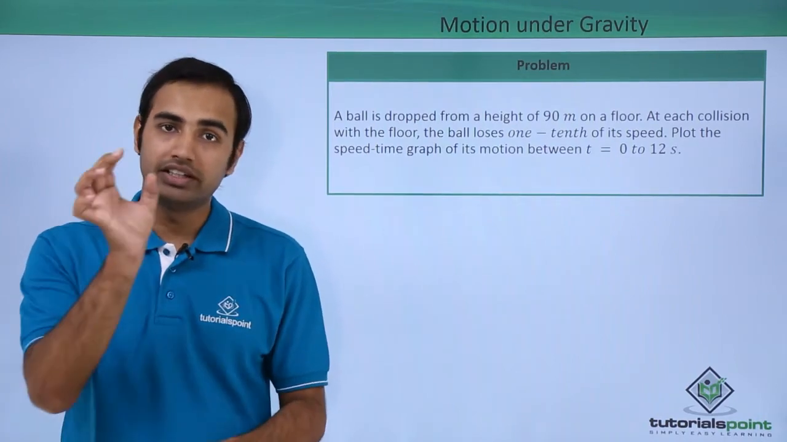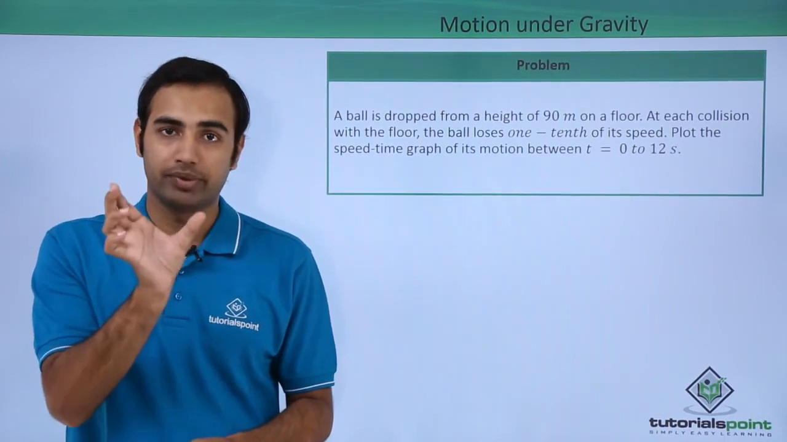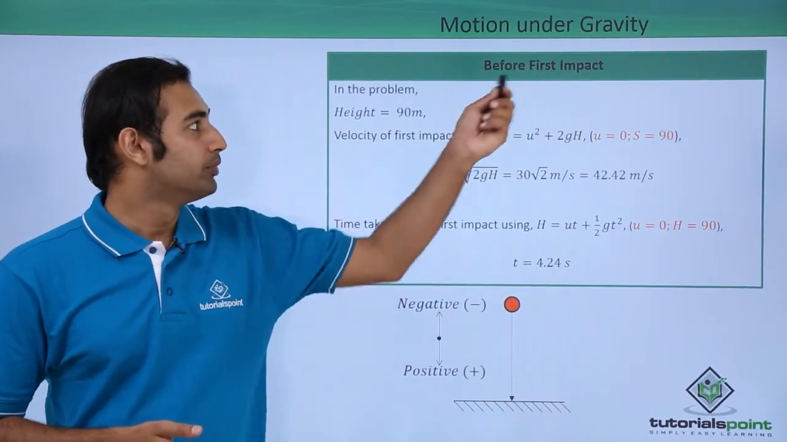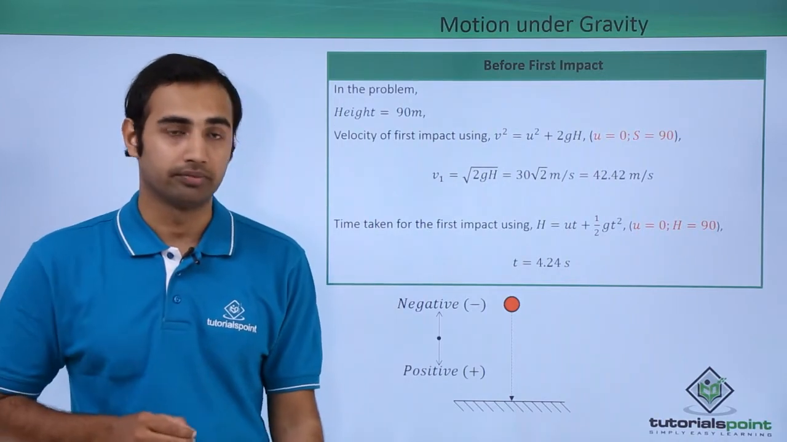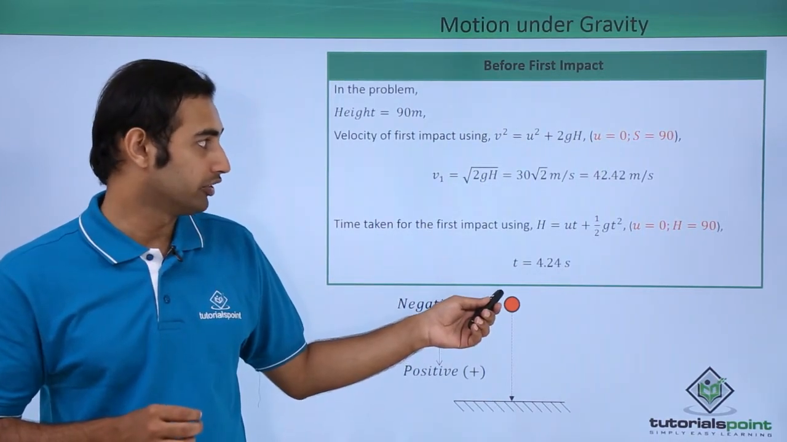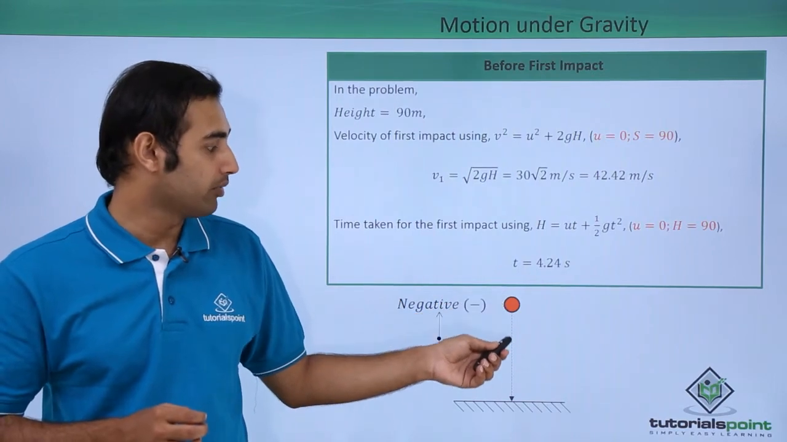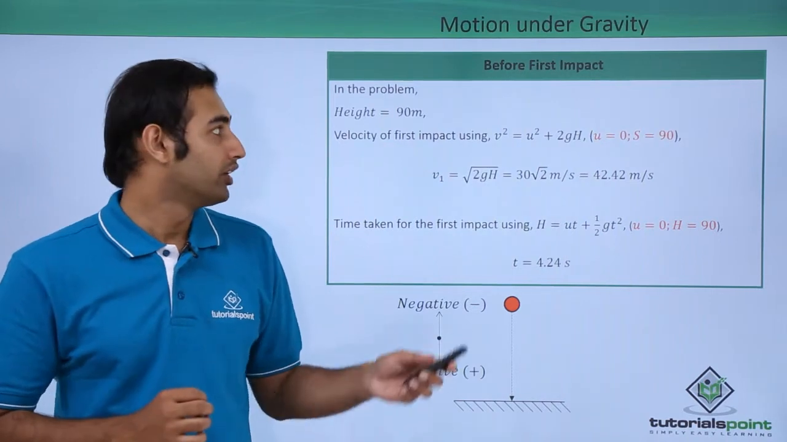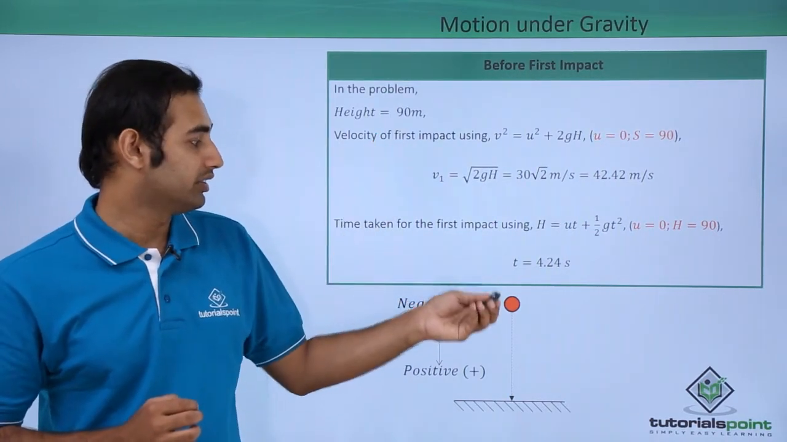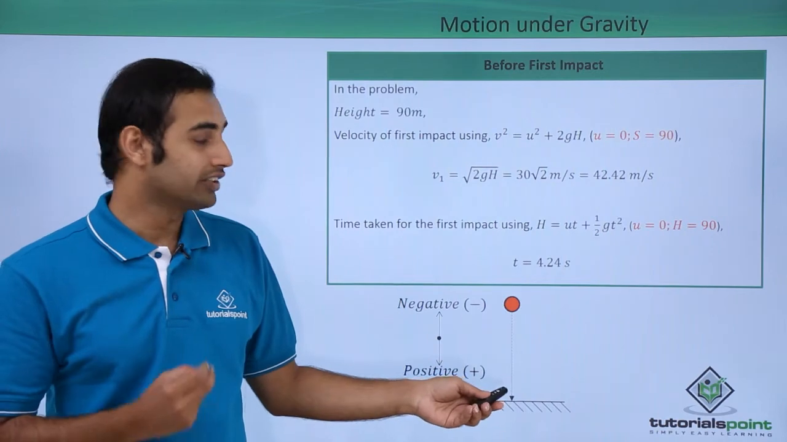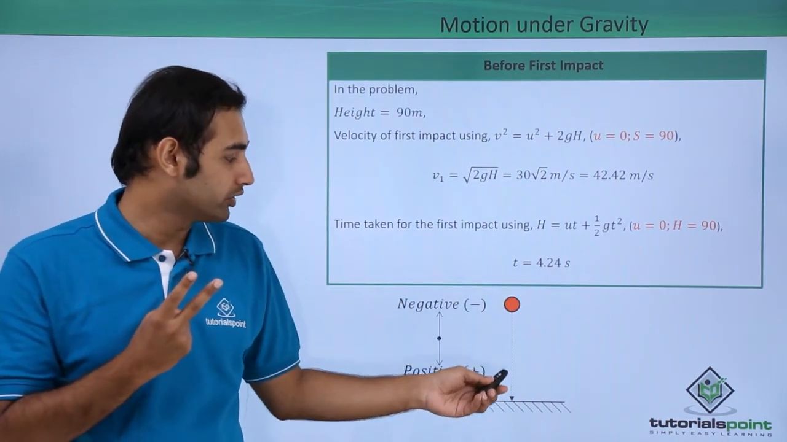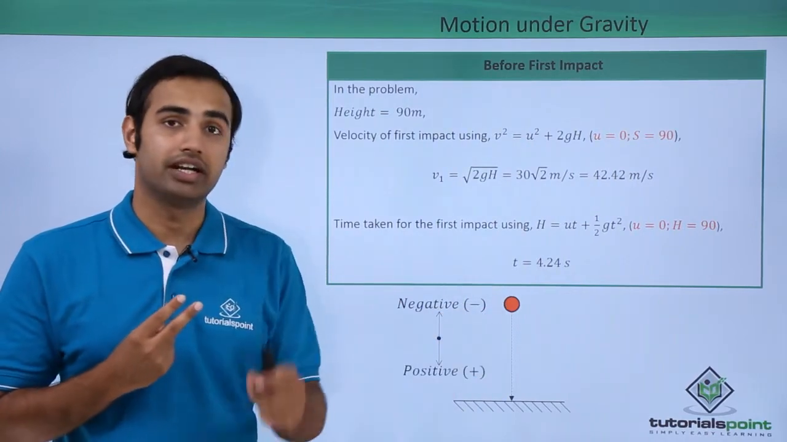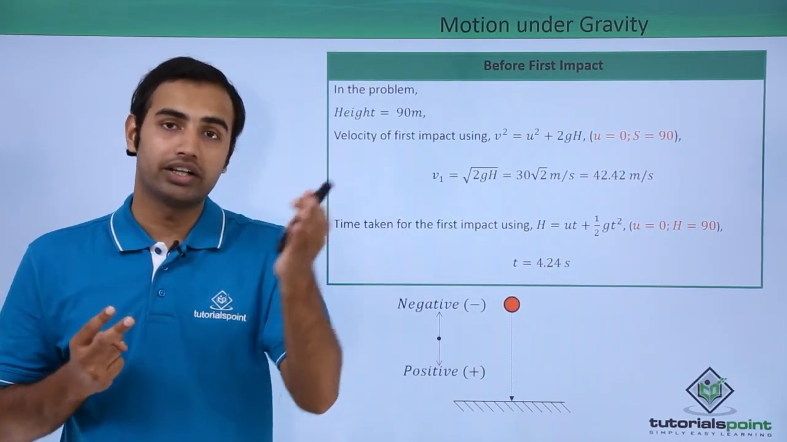So in this problem, we'll keep track of the amount of time spent so that we don't have our question extending for too long. Before the first impact, let's analyze what happened. The ball was dropped from 90 meters height and then it came all the way down and hit the floor. This was the first impact, right? Before the first impact, 90 meters distance was covered. We are interested in finding two things: first, the time taken for the ball to come all the way down, and second, the velocity with which it hit the floor, because we know that 1/10 of that velocity will be lost.